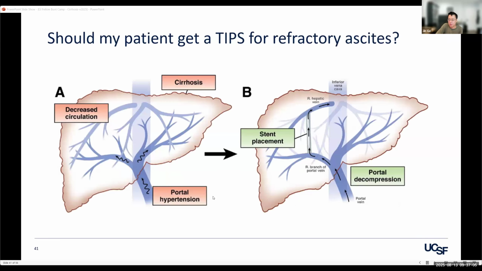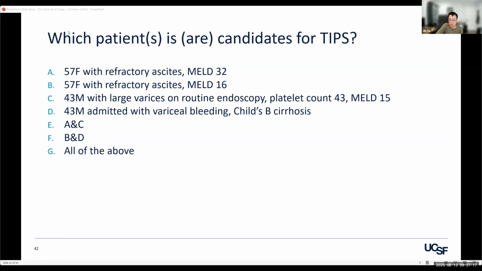And when we're talking about HRS, AKI, one of the questions that classically came up is, should my patient get a TIPS for refractory ascites? And so the question I want to pose to the group is, which patient or patients is or are candidates for TIPS? And so who have I not called yet?